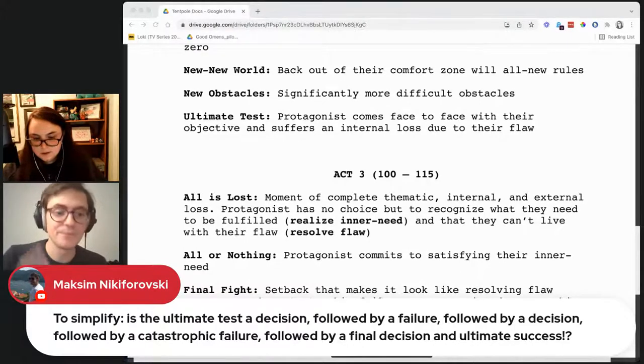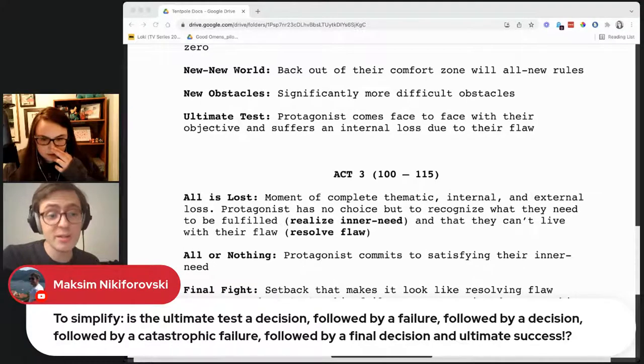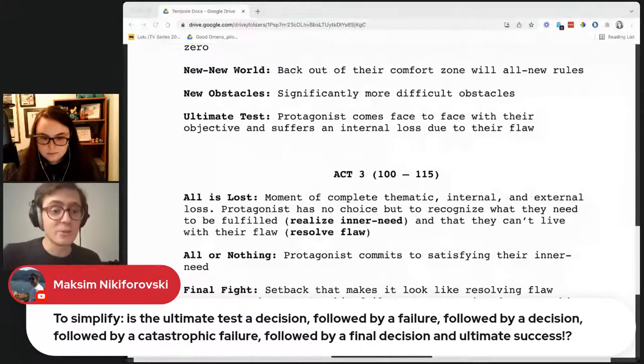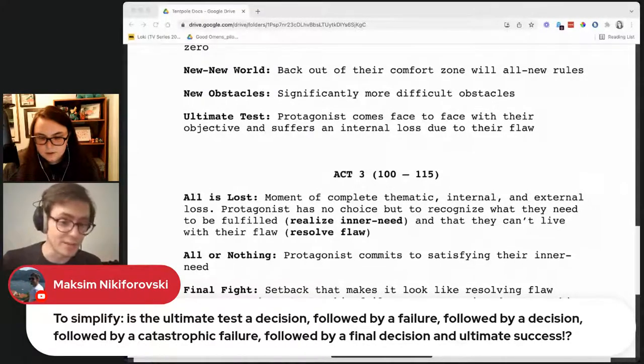To simplify, the end of Act Two, the ultimate test, is a choice, a decision enforced by the flaw. It's not just any decision. It's a choice that is self-destructive, that is embodied by their flaw, that has defined them up until this point in the story. So it's a decision infused with the flaw, followed by a failure. And it's a failure that forces them to embrace their inner need. This is the heart of a movie, this moment right here. And it's not just a decision.